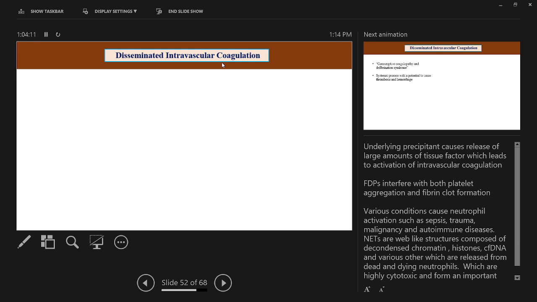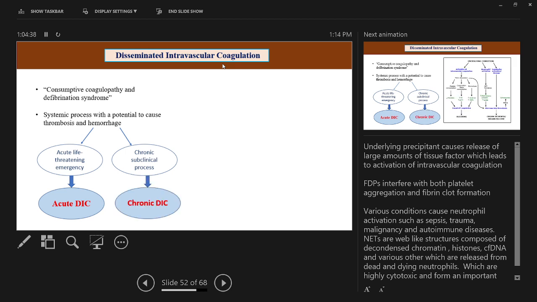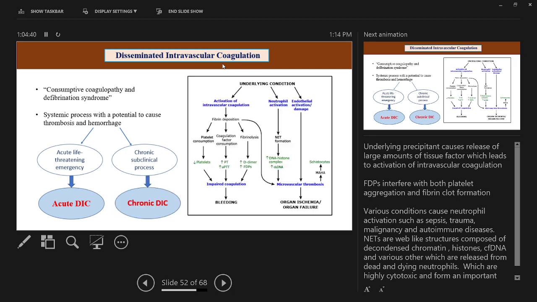So the next most important topic of today's discussion is disseminated intravascular coagulation. It is also known by the name of consumptive coagulopathy and defibrination syndrome. It is a systemic process with the potential to cause both thrombosis and hemorrhage. It can present as an acute life-threatening emergency, where it is called acute DIC, or it can be a chronic subclinical process in certain patients, when it is called chronic DIC.